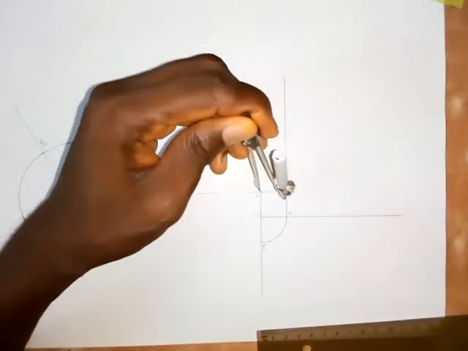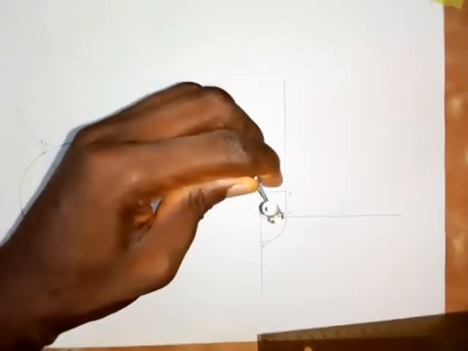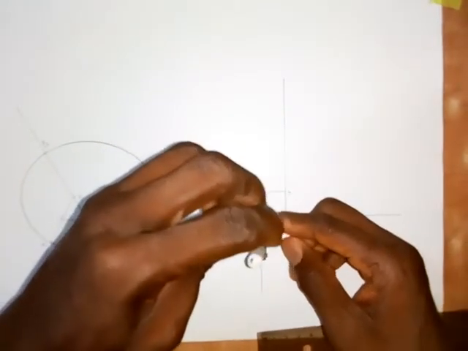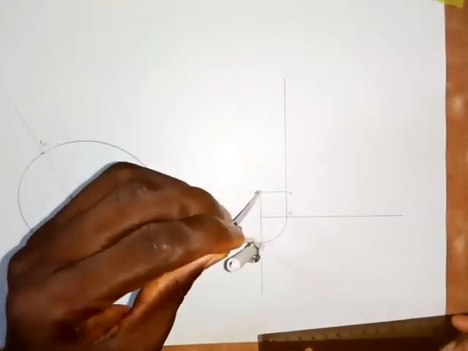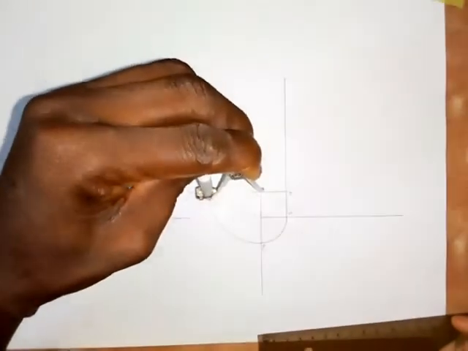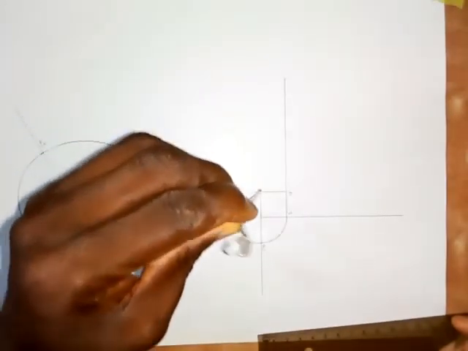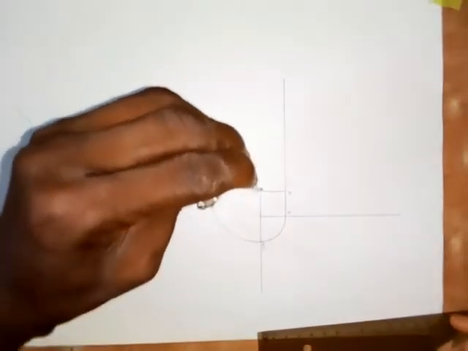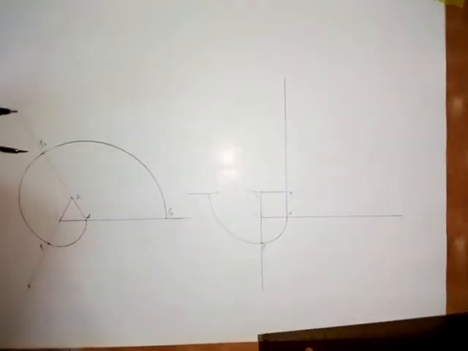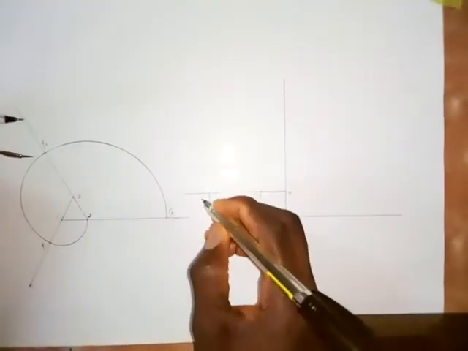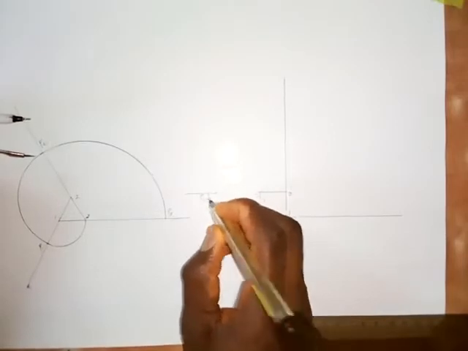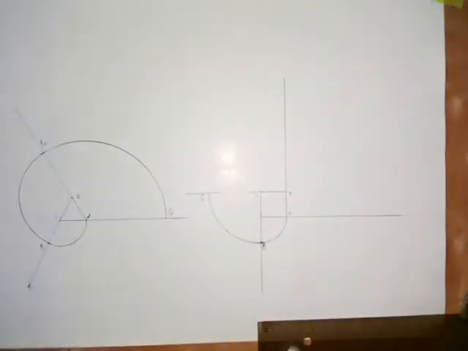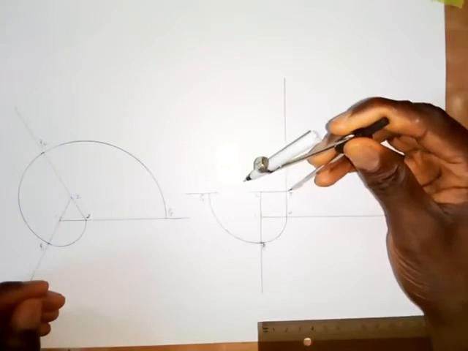Then put your compass at point 2 and extend to P1. Then draw an arc like this. This point, you can call it point P2.